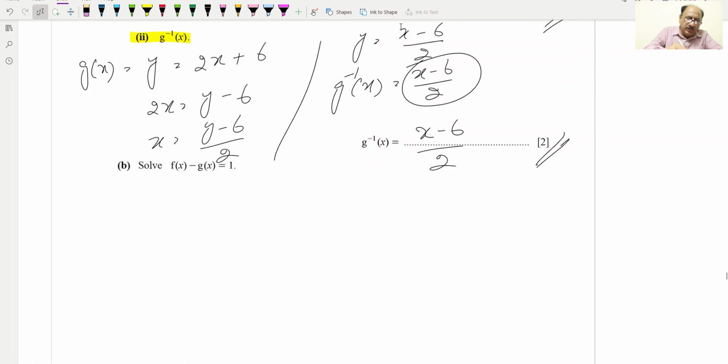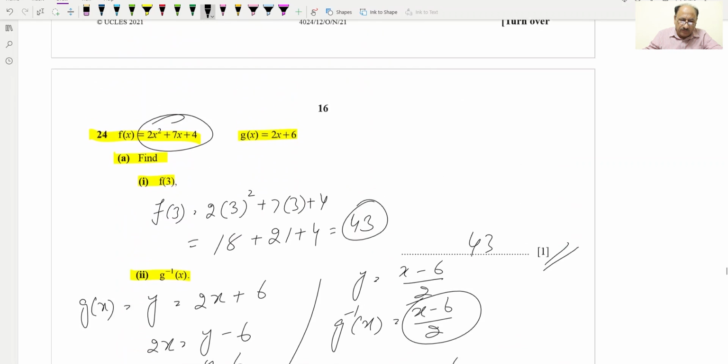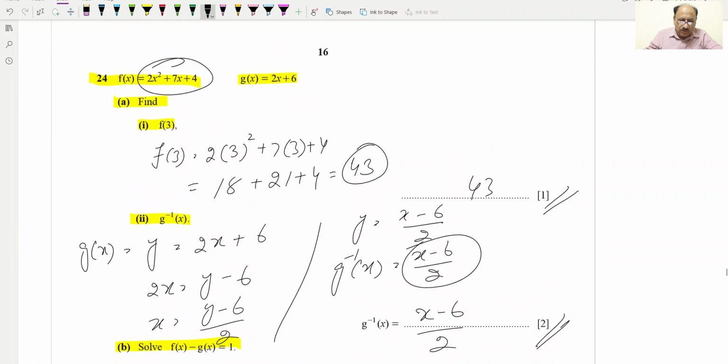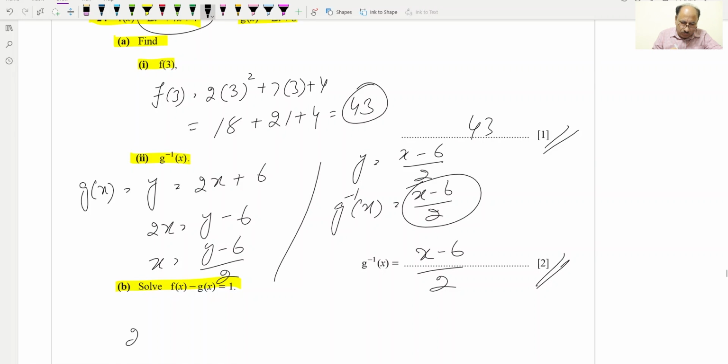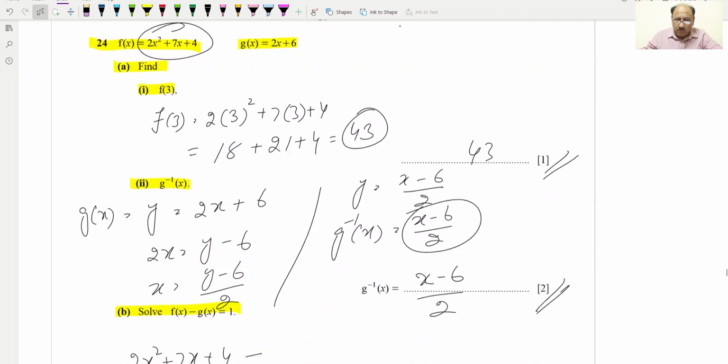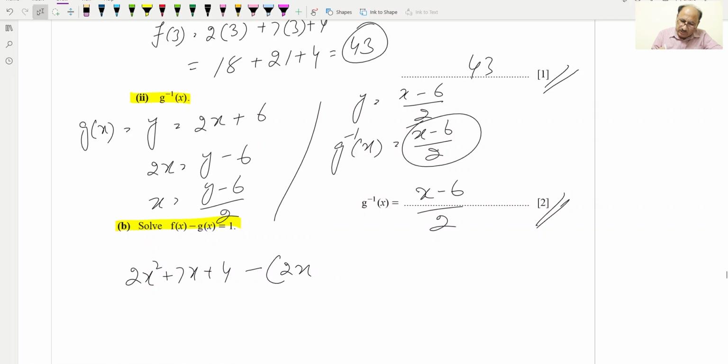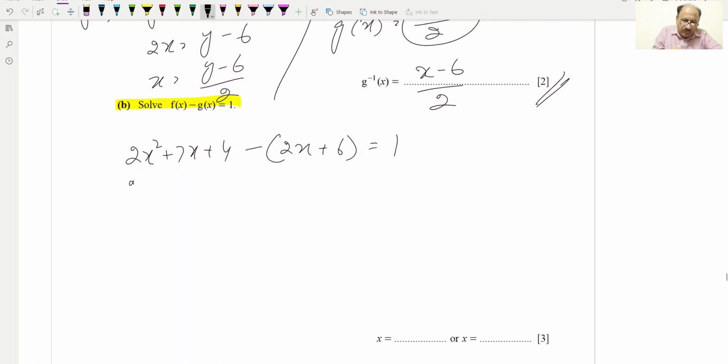Now this B part says solve f of x minus g of x is equal to 1. Now f of x is given, which is 2x squared plus 7x plus 4, and minus g of x, and g of x is 2x plus 6, so minus bracket 2x plus 6 is equal to 1. We can open the bracket for simplification. So 2x squared plus 7x plus 4 minus 2x minus 6 is equal to 1.